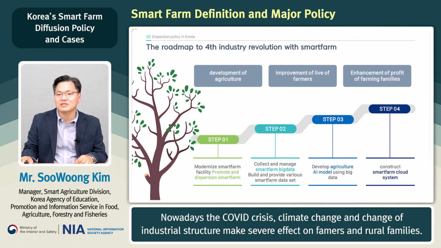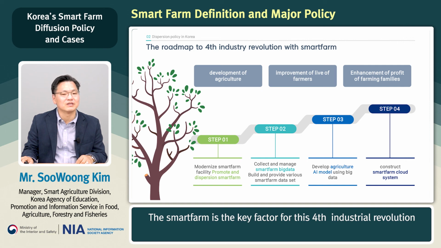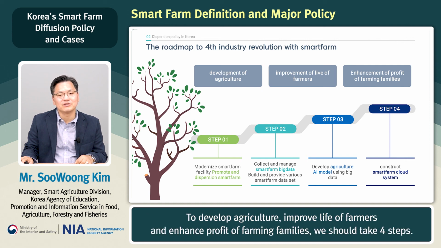Nowadays, the COVID crisis, climate change, and change of industrial structure have a severe effect on farmers and rural families. Agriculture also needs the transition to the post-industries. The smart farm is a key factor for this post-industrial revolution. To develop agriculture, improve the life of farmers, and enhance the profit of farming families, we should take 4 steps.